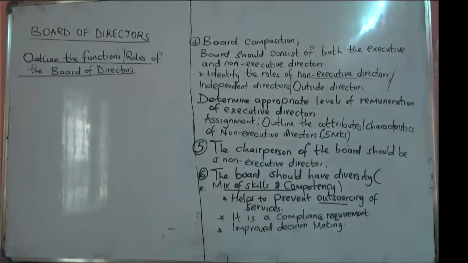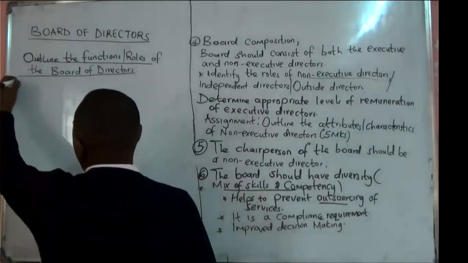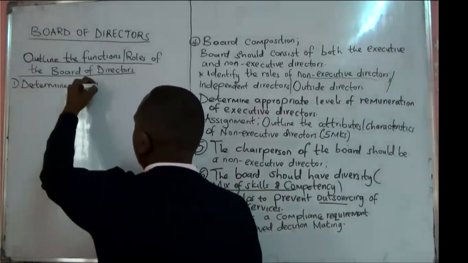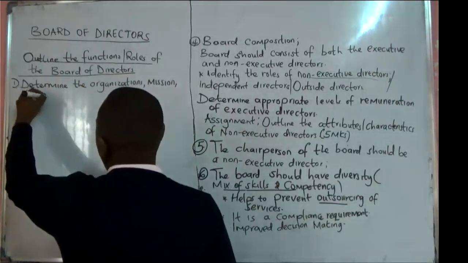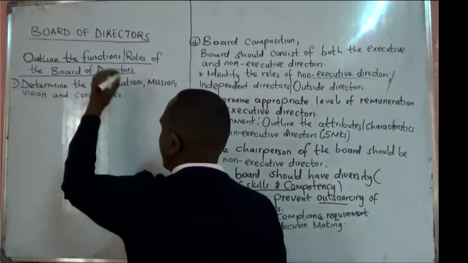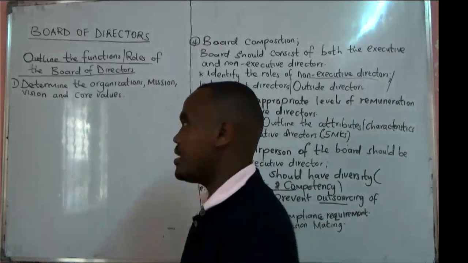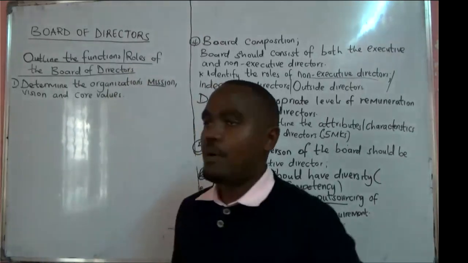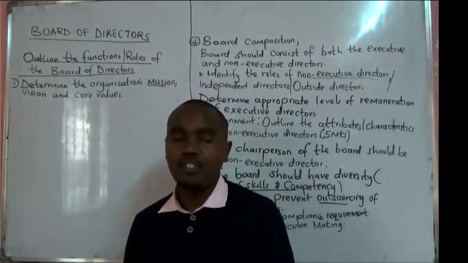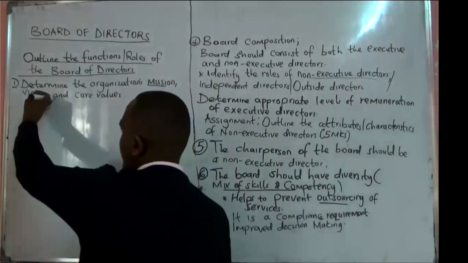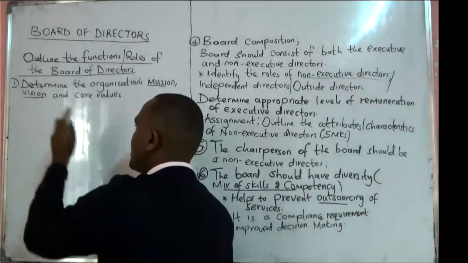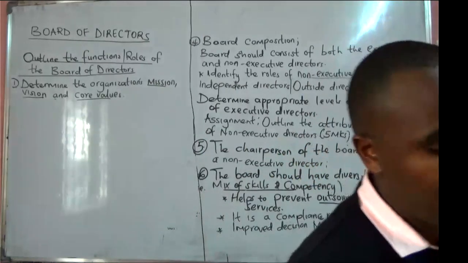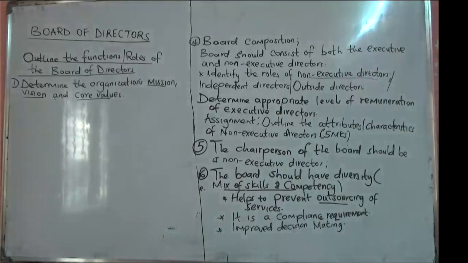One, we can say, determine the organization's mission, vision, and core values. When you go to strategic management at the advanced level, we shall say that an organization's mission is the purpose for which an organization was formed. The reasons why we formed that organization is known as a mission. Vision is the future aspirations or the future goals of an organization. And then the core values are the values that guide the organization.